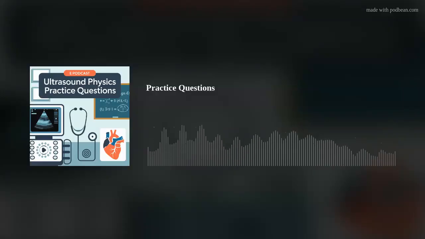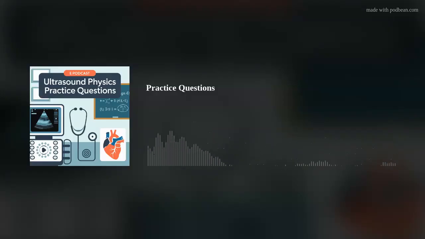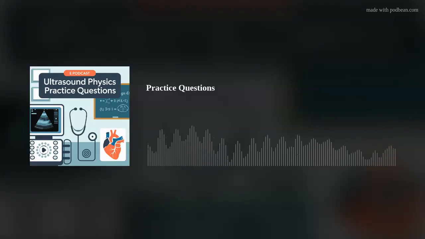Exactly. And that relationship is important for ultrasound because it explains why those higher frequency waves give you better resolution, but they don't penetrate as deep into tissues. Lower frequency waves, they don't give you quite as much detail, but they can travel further. It's all about picking the right frequency for the job.